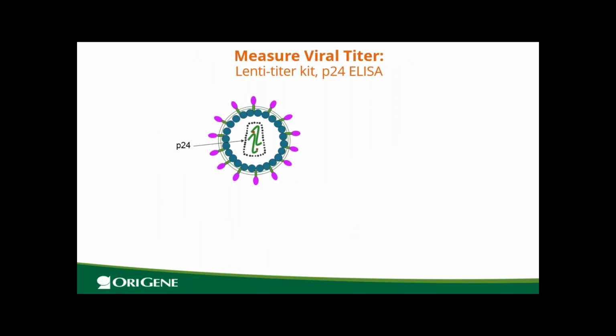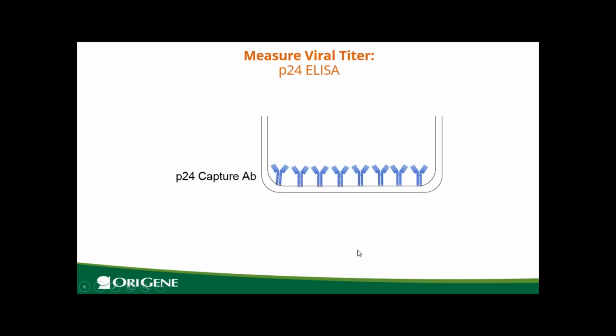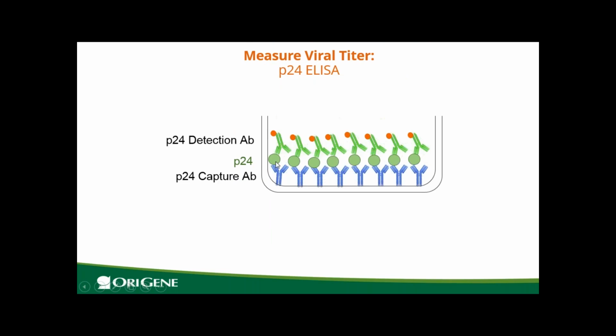So to measure the titer, you can use the P24 ELISA kit. P24 is the viral capsid. There are about 2,000 molecules per virus, so you can convert the P24 amount to the particle numbers. This is a diagram to show how the ELISA kit works. P24 capture antibody is coated on a plate. Then you add the viral samples, which contain P24, and then add the P24 detection antibody. You will measure the P24 amount.